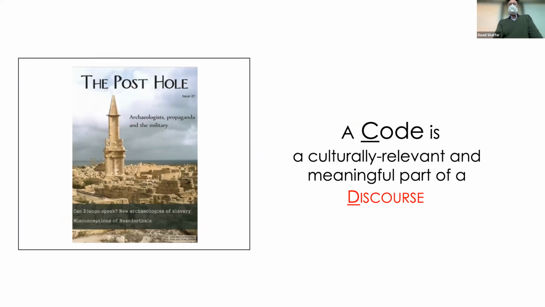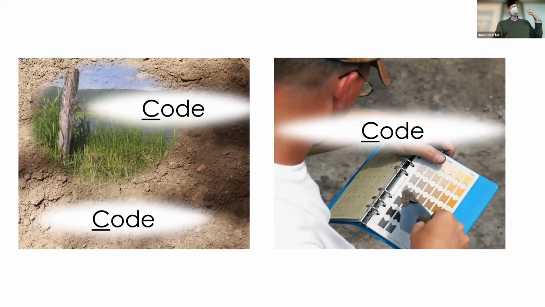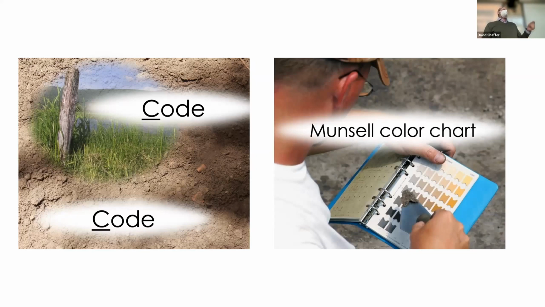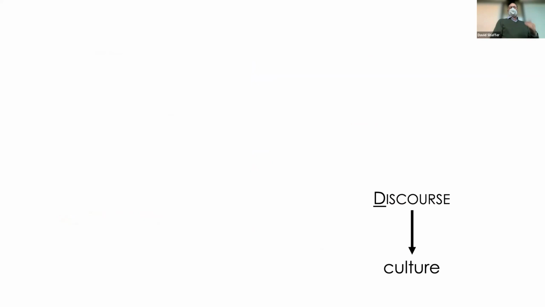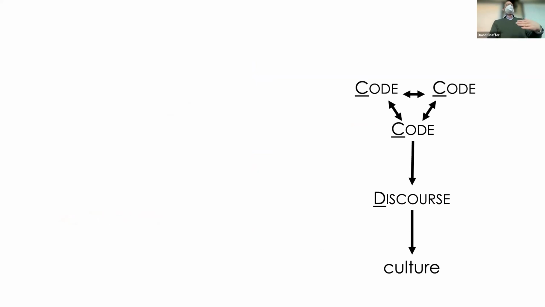Now, of course, the point of these codes is not just that we care about soil and Munsell color charts and post holes. We do. But what's important is that a Munsell color chart is something that you use to analyze the color of soil in order to understand whether there are things like post holes. That is, these codes are related to one another in systematic ways. So that makes our analysis a process of choosing a culture, trying to understand its discourse by identifying its codes, and then identifying the relationships between those codes. So let me give you a quick example of this from work that I did some time ago.